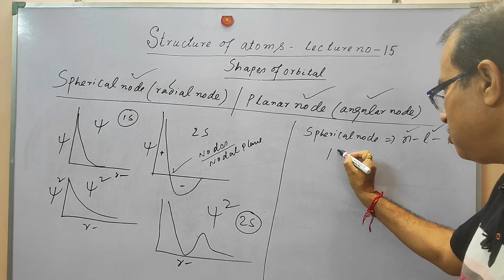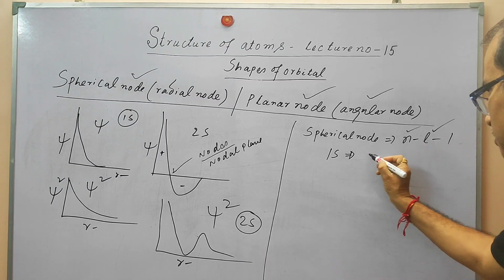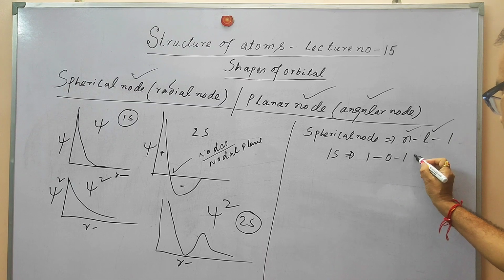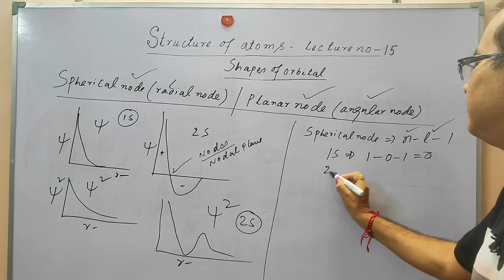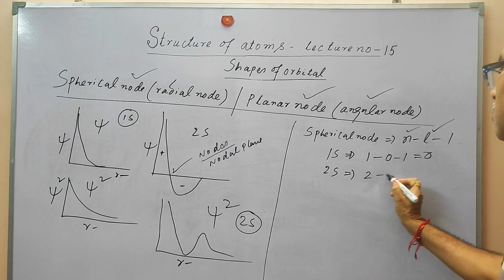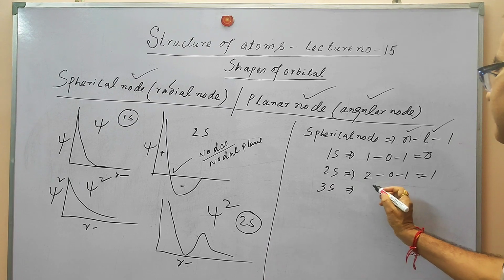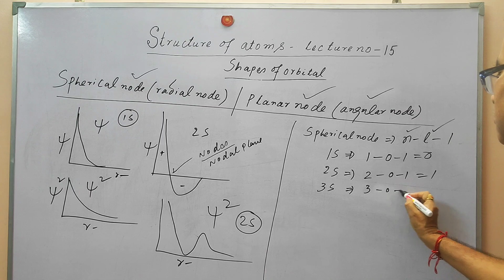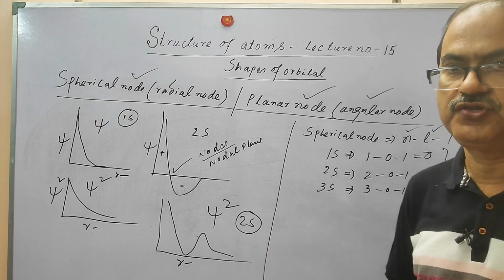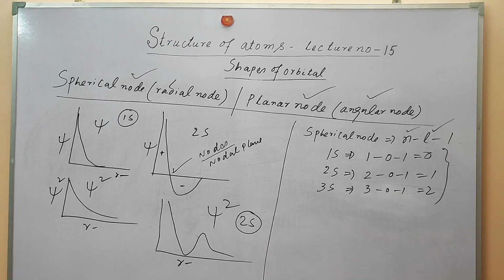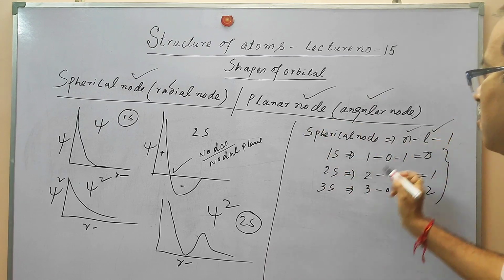So for the 1s orbital, what will be the spherical node? You can see n equal to 1, then l equal to 0, so 1 minus 0 minus 1 is 0. There are no spherical nodes in the 1s orbital. For the 2s orbital, you can see 2 minus 0 minus 1, that is 1. For the 3s orbital, it is given by 3 minus 0 minus 1, that is 2. So for the s orbital, you can see the nodes increase as the principal quantum number increases.